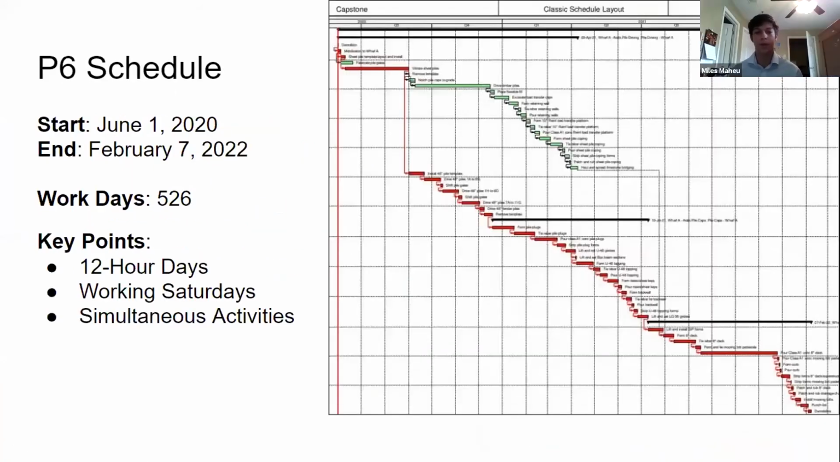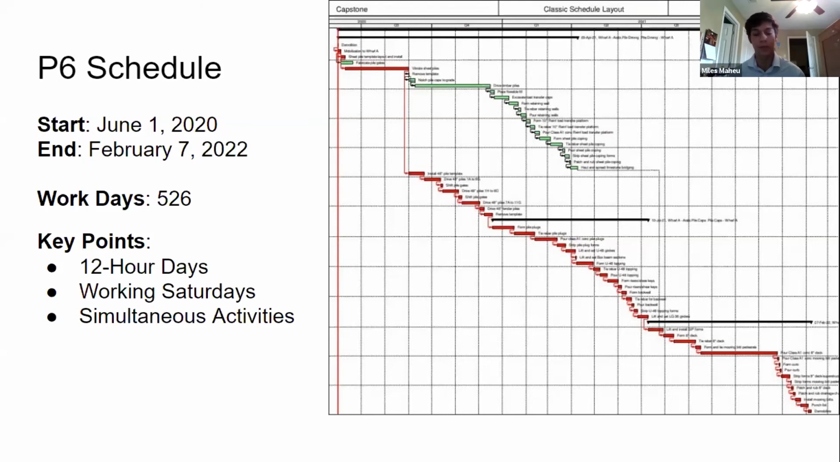And so for this project, we were tasked with building a schedule, and we chose to use Primavera P6. As you can see on the screen, this is our schedule. Our start date is June 1st, 2020, and our expected finish date is February 7th, 2022. Now, we'll be using 526 work days, and that equates to 617 actual days. As you can see on the schedule, there's a very fine split in the beginning.